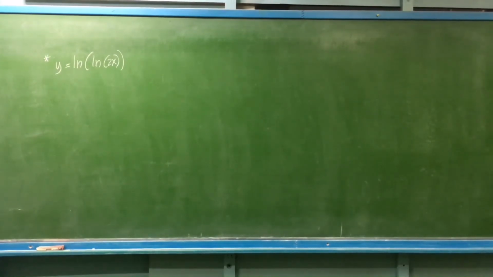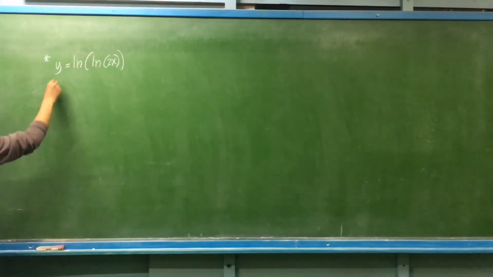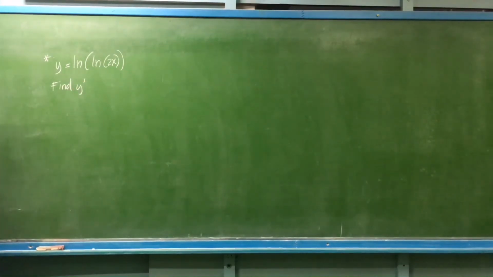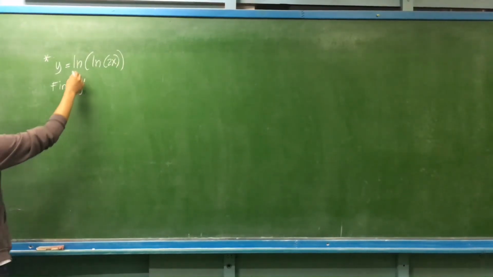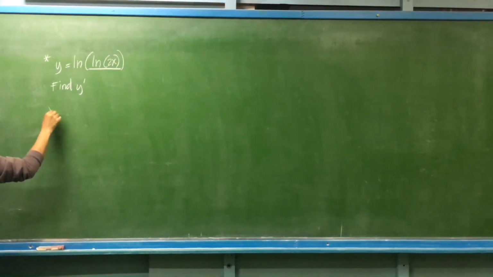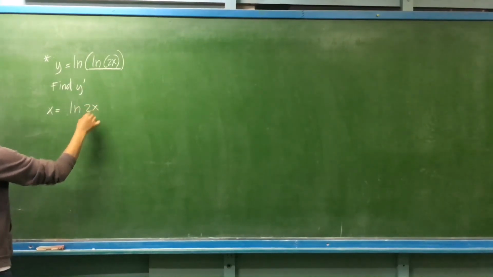Let's try this one. We have y is equal to ln of 2x. Find y prime, or the first derivative. So this is your entire value of x. For example, the value of x is ln of 2x.